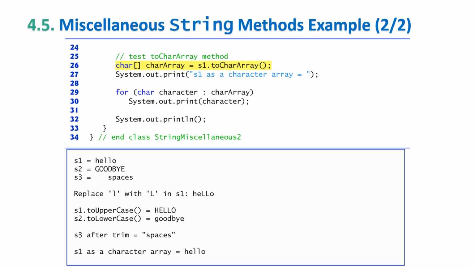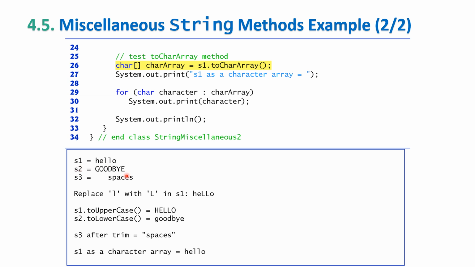The second part of the program is to test the toCharArray method. It calls the toCharArray method on the string object s1 and assigns the result to the variable charArray, which is an array of type char. And then it uses an enhanced for loop to print out every character in the char array. And then it just prints out a new line. And here is the output of the entire program.